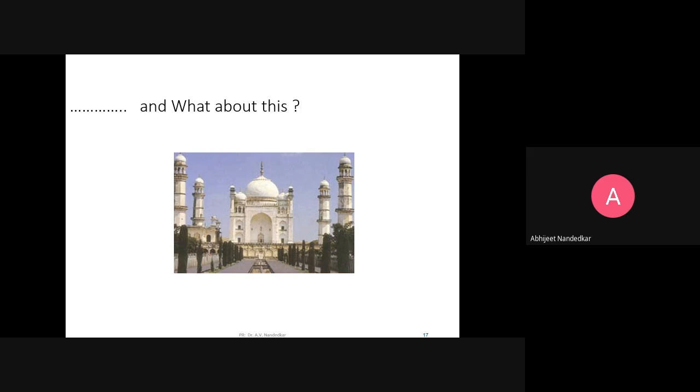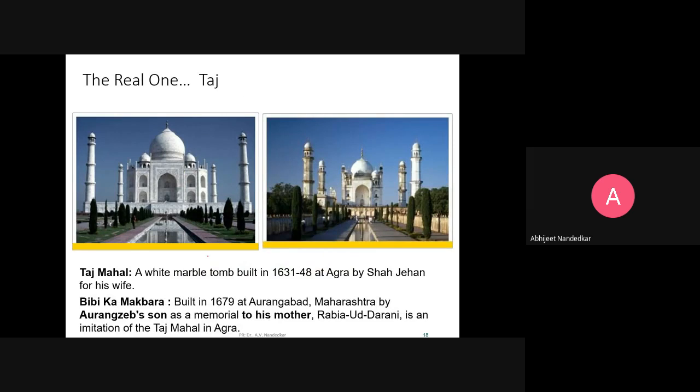I will show you both now. You compare these two. This is the original, and this is the mimic of Taj Mahal, as pointed out rightly by someone, that this is Bibi ka Maqbara.